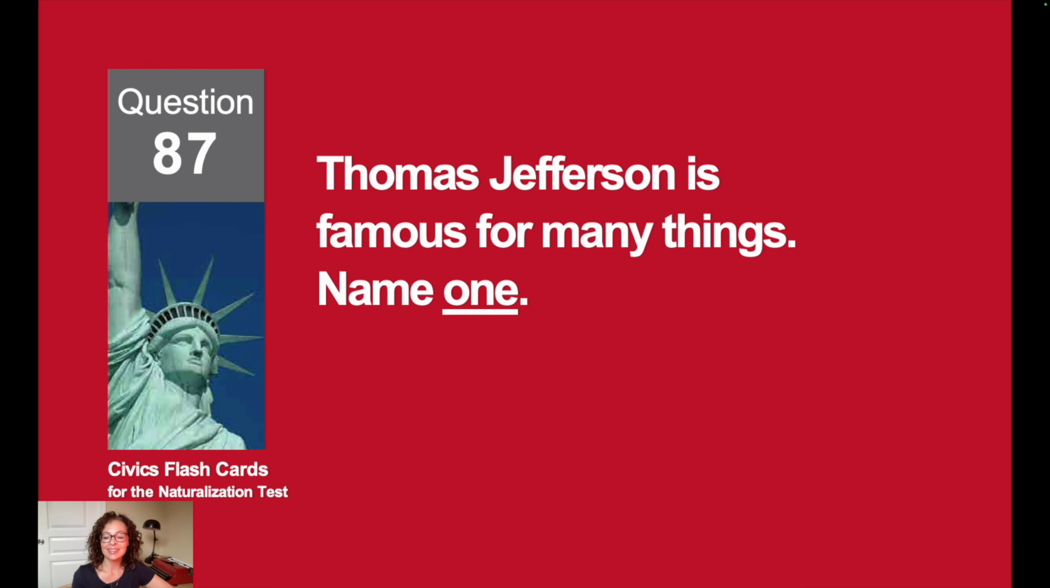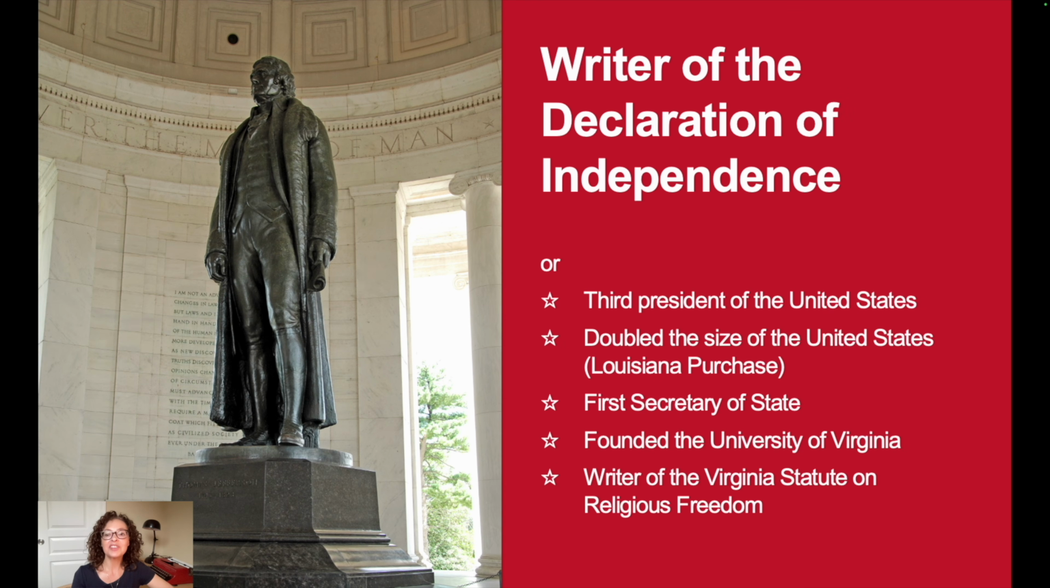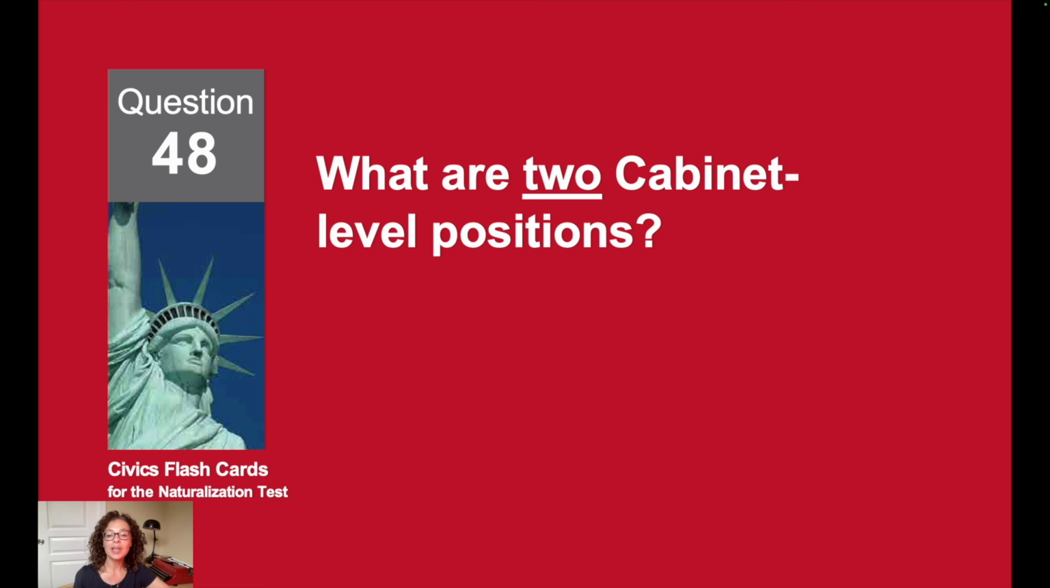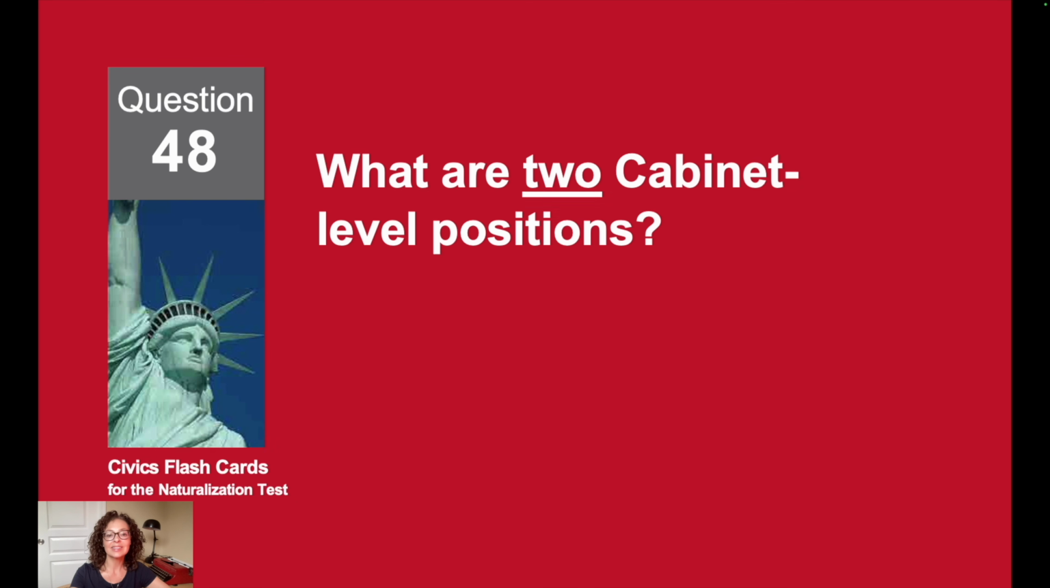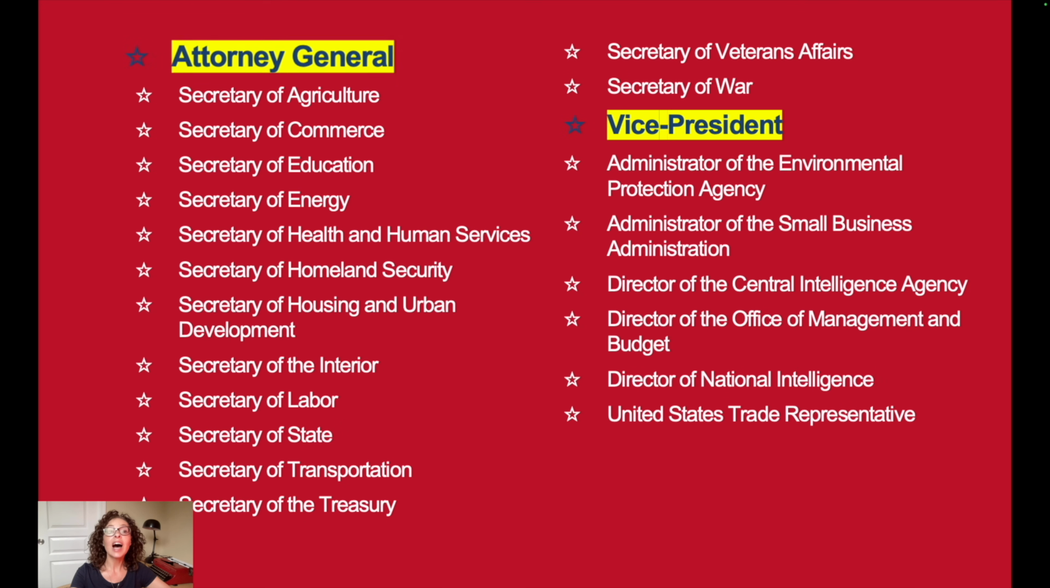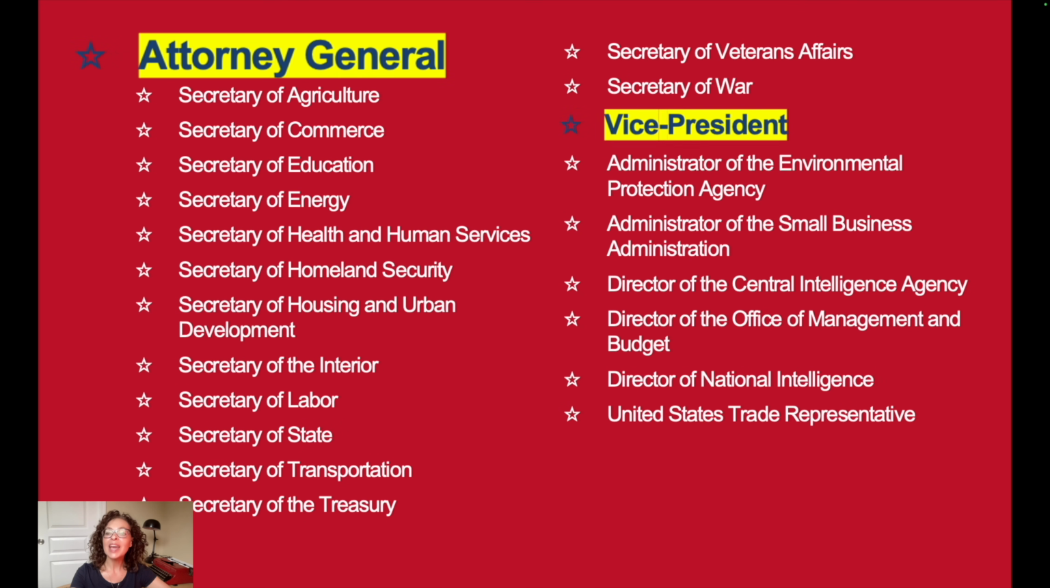Thomas Jefferson is famous for many things. Name one. Thomas Jefferson, he was the writer of the Declaration of Independence. What are 2 cabinet-level positions? Attorney General and Vice President.